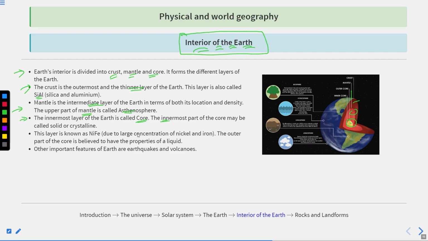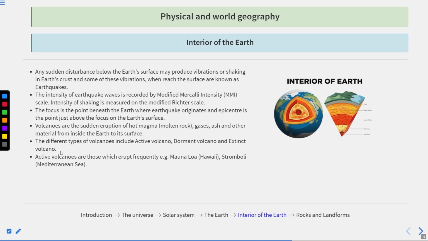The innermost part of the core may be called solid or crystalline in nature. The layer is known as Nife, meaning due to the large concentration of nickel and iron. The outer part of the core is believed to have the properties of a liquid. Other important features of the Earth are earthquakes and volcanoes.